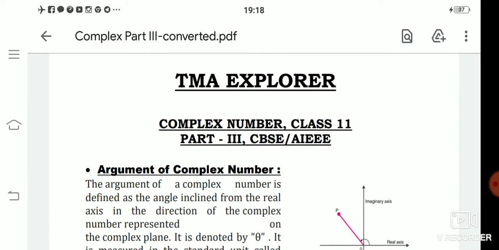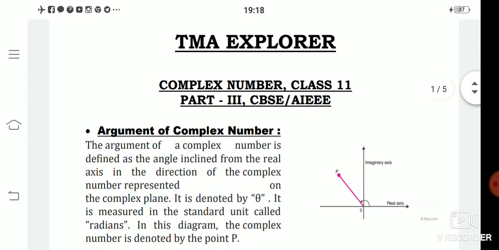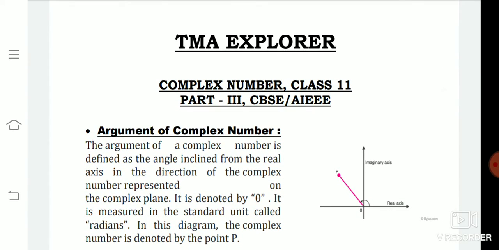Hello my dear friends. Today we are going to discuss part 3 of complex numbers, and here we will discuss the most important topic of complex numbers, that is the modulus and argument of a complex number. First of all we have to know what the modulus and what the argument of a complex number is, and we will discuss some questions which are frequently asked in AIAAA and also in the board exam or final exam of class 11.